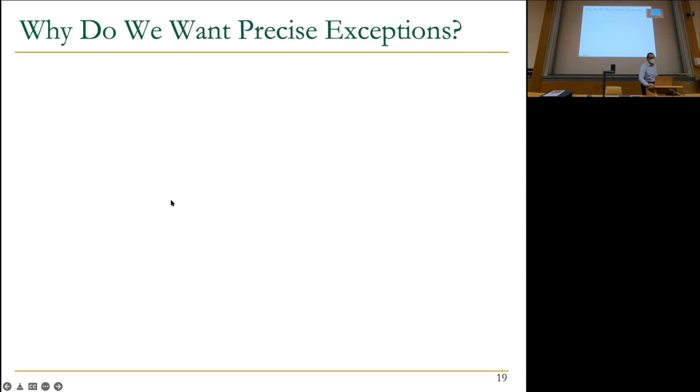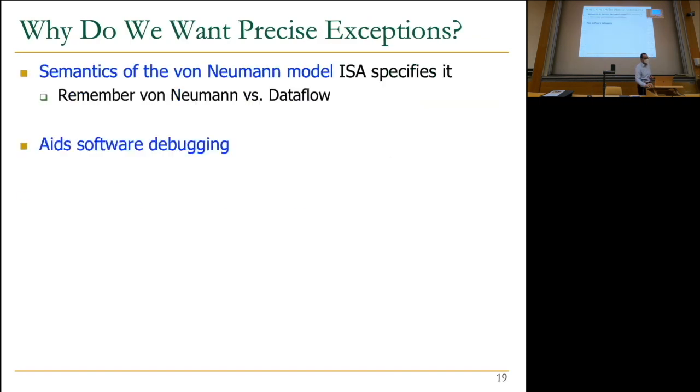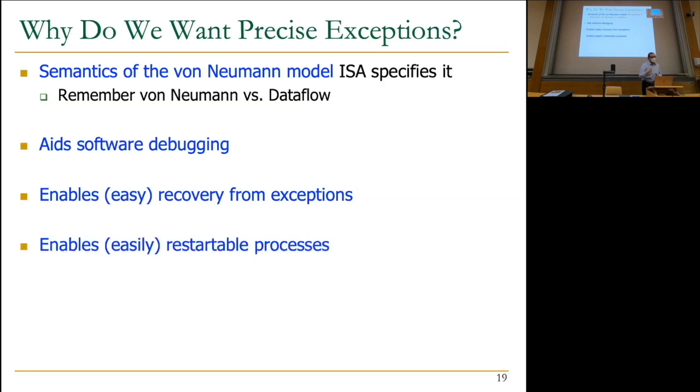So let's go back to this picture I showed. You need to do all of these steps: flush all the ongoing instructions in the pipeline, save the PC and registers, execute the exception handler, and then to restart or recover, you load the PC and the registers back. That's the idea. It's very simple. Think about it from a data flow perspective. It's very, very difficult to do this recovery. It enables easily restartable processes, which is very similar to what I just said. There are some other issues here, but because we don't have a whole lot of time, I'm not going to discuss them.